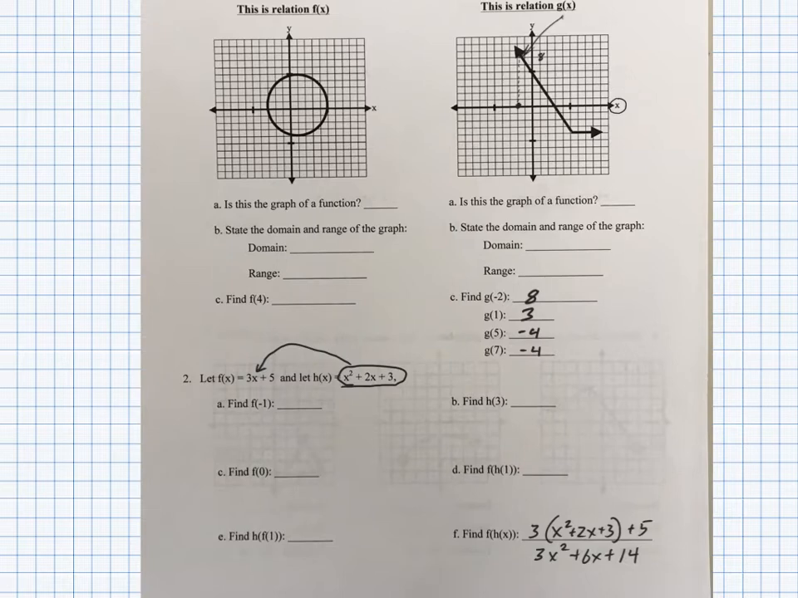f of -1 should be 2. Is that right? Yeah, 2. And then B is h of 3, which should be 9 plus 6 plus 3. I think it's 18? Yeah, it's 18. 6 plus 3 is 9. 9 plus 9 is 18.